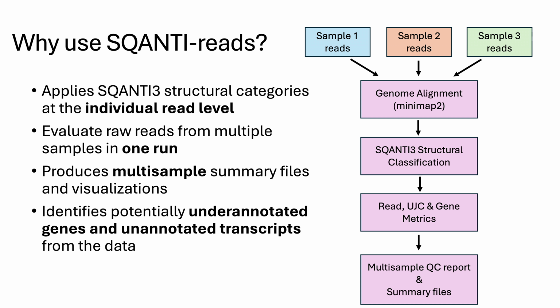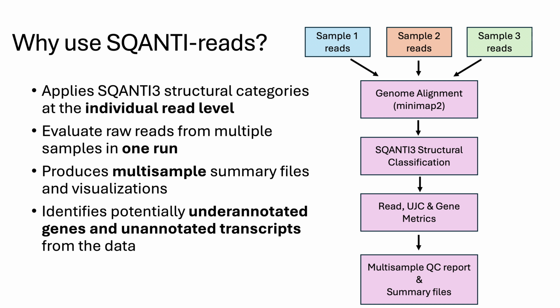SQANTI-reads applies SQANTI-3 structural categories at the individual read level. We can also evaluate raw reads from multiple samples together in one run. It produces multi-sample summary files and visualizations, which makes it easier to compare across replicates. And finally, it helps identify potentially under-annotated genes and unannotated transcripts from the data.